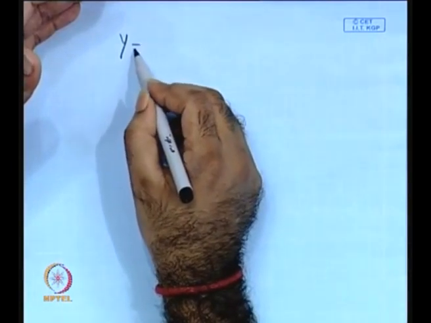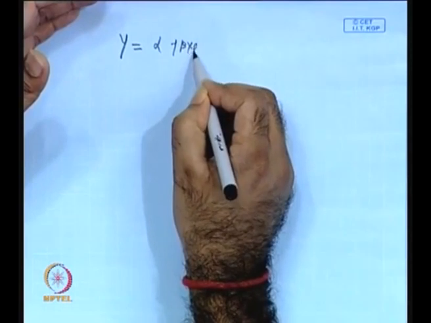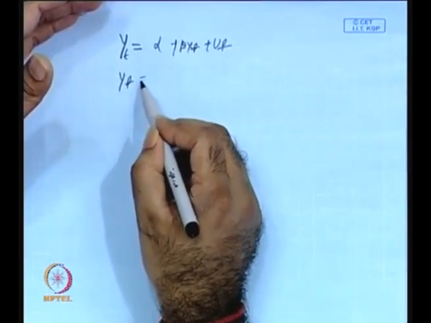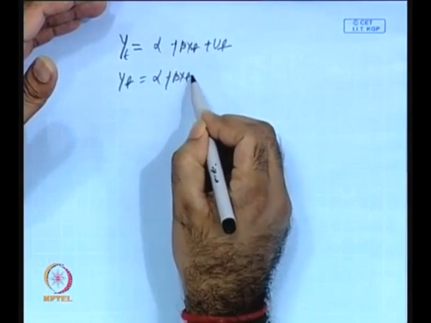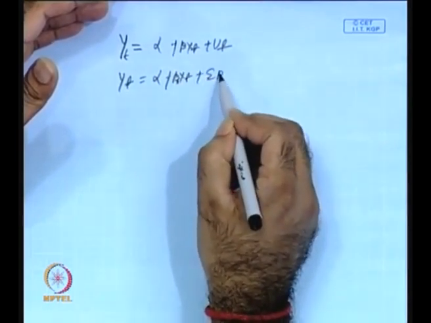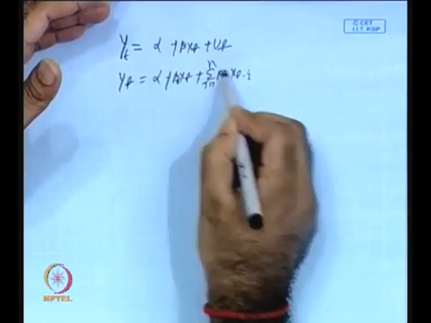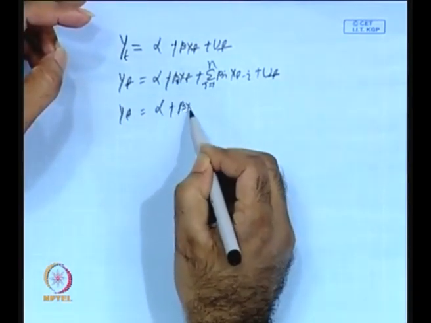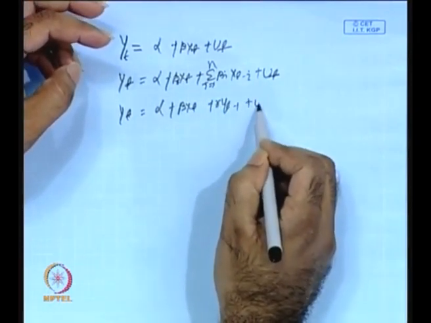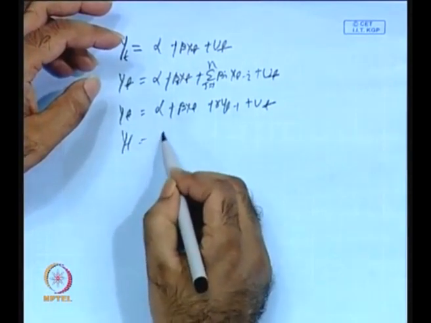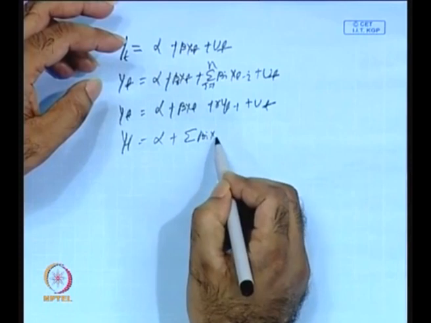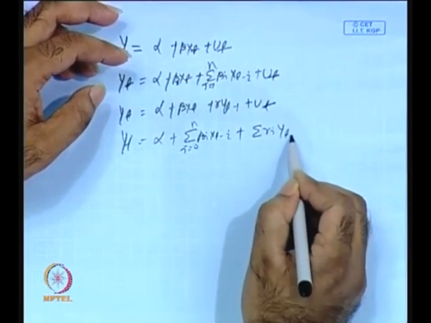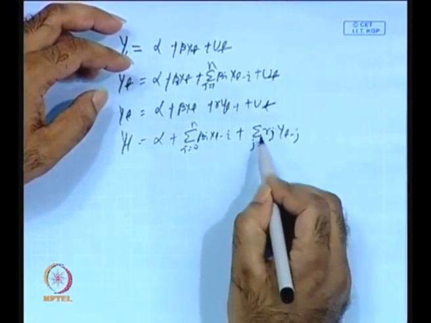In the case of univariate time series modeling, we will put y_t equal to alpha plus beta x_t plus u_t. Then y_t equal to alpha plus beta_0 x_t plus summation beta_i x_{t-i}, i equal to 1 to n, plus u_t. This is another form of the model. Then another form of the model is alpha plus beta x_t plus gamma y_{t-1} plus u_t. Then similarly, I can write: alpha plus summation beta_i x_{t-i}, i equal to 0 to n, plus summation gamma_j y_{t-j}, j equal to 1 to n, plus u_t.